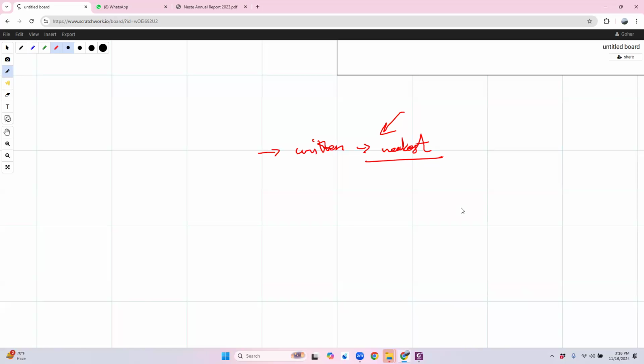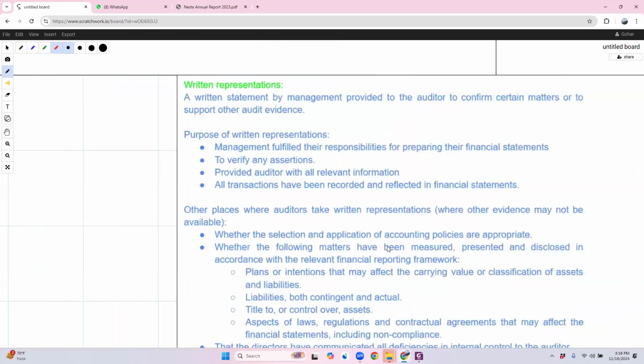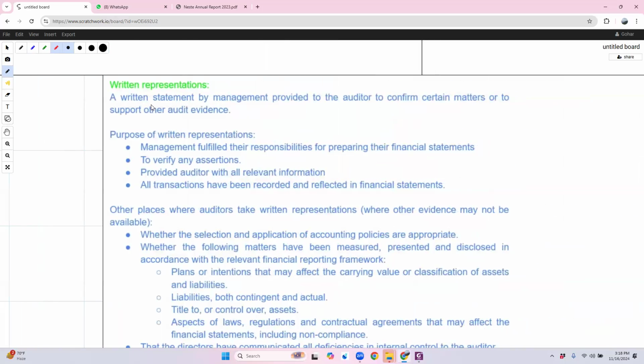But after you are done with every single thing, there are some very important things that you have to take written representations upon at the end of the audit. And what are those things? You need to remember them. A written representation is a written statement by the management provided to the auditor to confirm certain matters or to support other audit evidence. So here it is clearly written. First of all, remember this. Wherever you are obtaining a written representation from the management, you must have done some other procedures to confirm it first. Only then can you obtain a written representation of that area from the management.